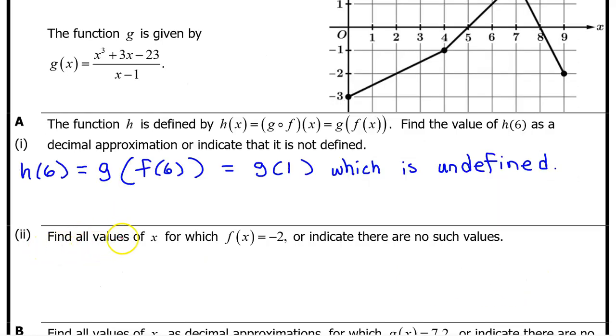A part 2. Find all values of x for which f of x is equal to negative 2, or indicate that there are no such values. Here is an output value of negative 2. F is equal to negative 2 at an input value of 2 and at an input value of 9. In other words, f of x is equal to negative 2 at x equals 2 and at x equals 9.